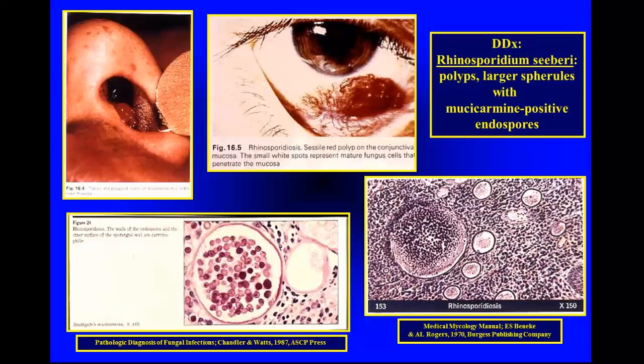And rhino, which used to be one of those five subcutaneous mycoses that produce sessile pedunculated polyps in the nose or eye, this is one of those spherules that they call sporangia. They're huge. You can see them with your naked eye. Spherules with endospores, but these endospores stain beautifully with mucicarmine. They stain pink to red. So easy to tell this one from cocci, not only size-wise, but because of that.